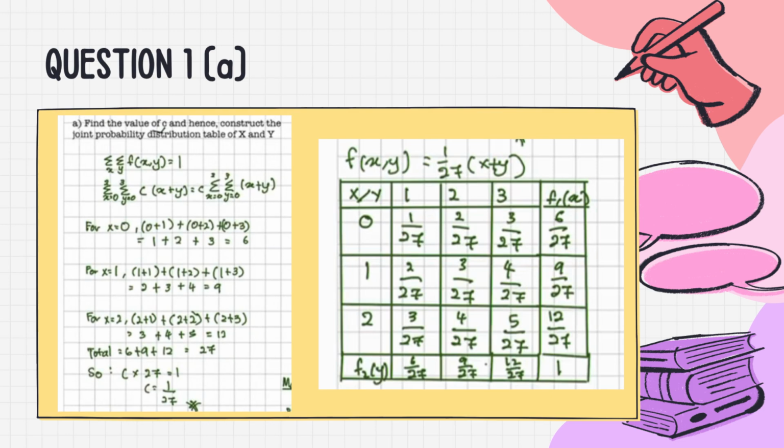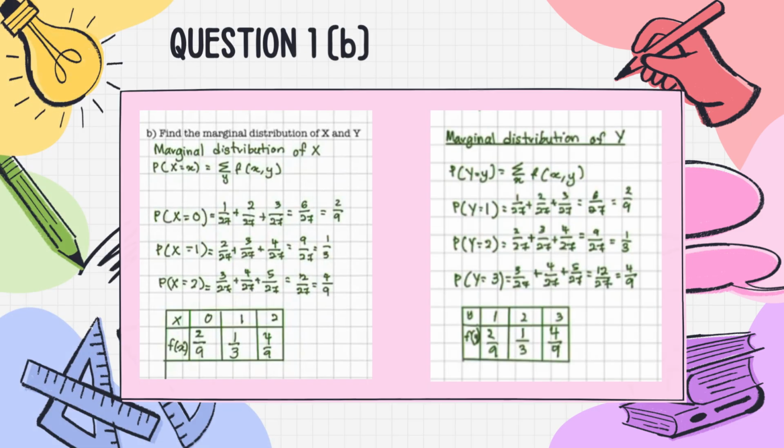Using this value of C, we now construct the joint probability distribution table by substituting C equals 1 over 27 into the expression C times the quantity x plus y for each possible pair of x and y. Next, we determine the marginal distributions of x and y. To find the marginal distribution of x, we fix the value of x and sum the joint probabilities over all possible values of y. This gives the marginal probabilities P of x equals 0 as 2 over 9, P of x equals 1 as 1 over 3, and P of x equals 2 as 4 over 9.